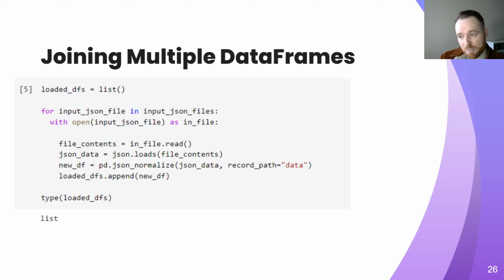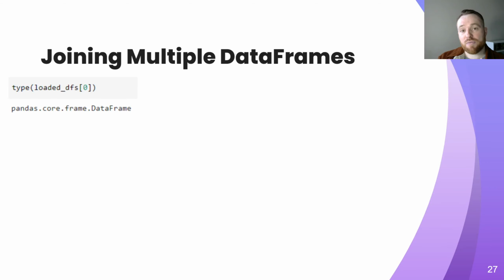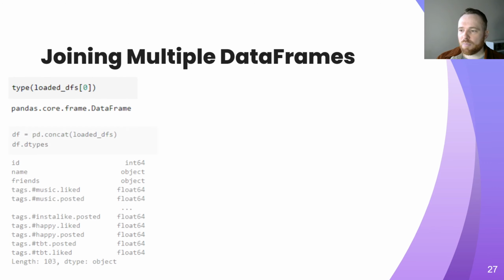So if I have a look at the type of loaded_dfs, it is in fact a list. And if I have a look at the type of the first item in loaded_dfs, it gives me back a pandas data frame. So what I have now is a list of data frames. Cool. But how do we put them all together?